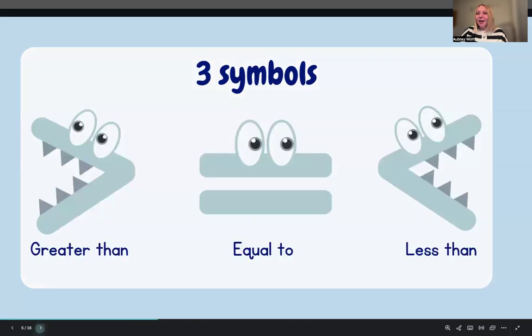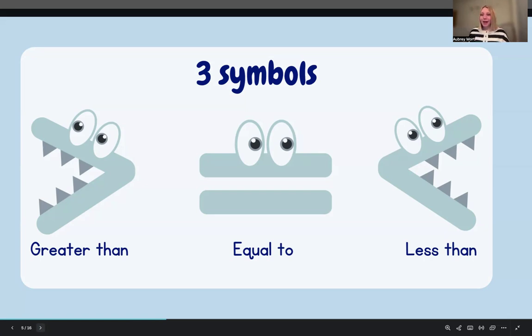So now I'm going to play a little YouTube video about what we are going to learn about today, including these 3 symbols. So for these 3 symbols, we have greater than, less than, and equal to.